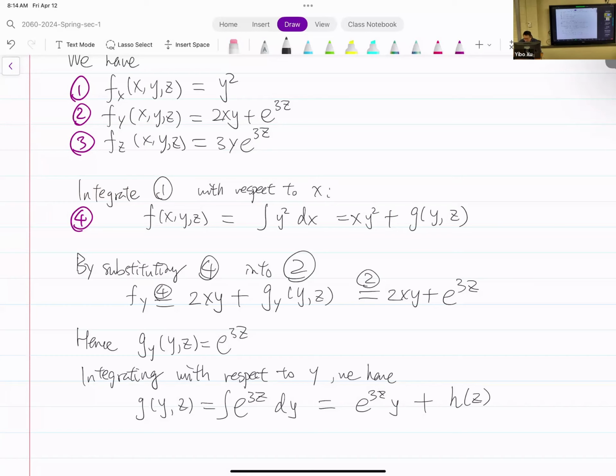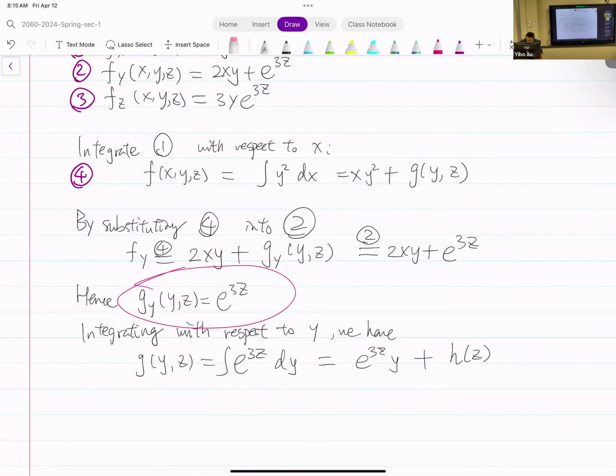And you can double check, right? On both sides, you just do the partial derivative in y. So when you do the partial derivative in y, e to the 3z is constant, y gives you 1, and then h of z is not changing when y changes, so that gives you a 0. So that's exactly what you get for this equation. So now we know one more piece of information about g, so that can trace back to equation 4. This is what we call equation 5.